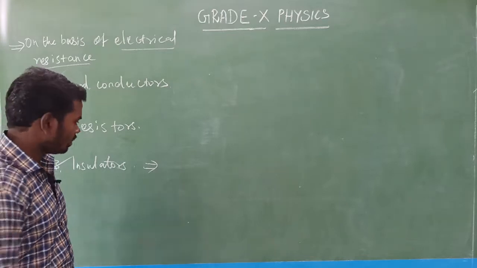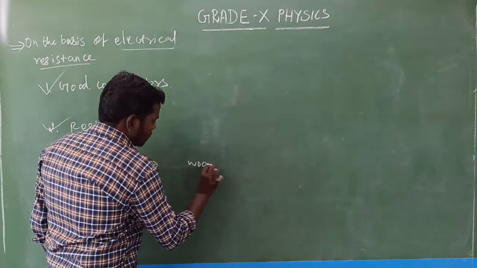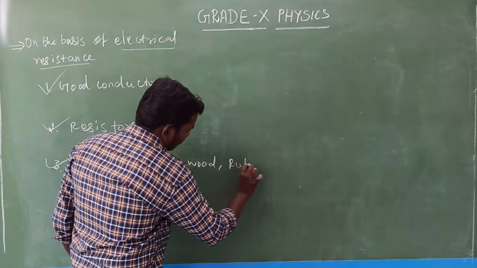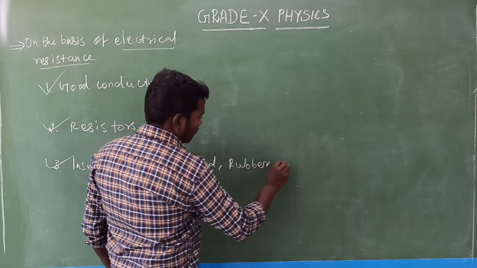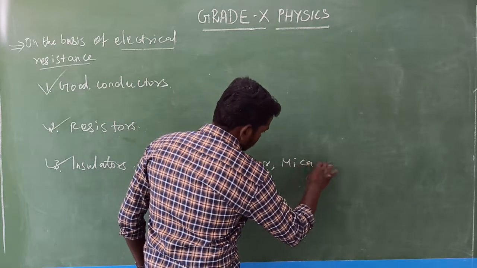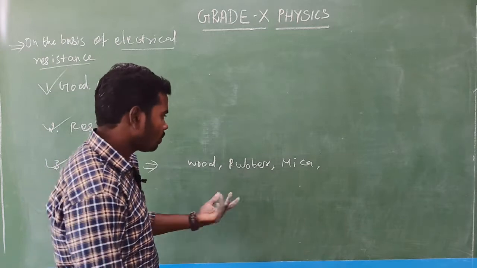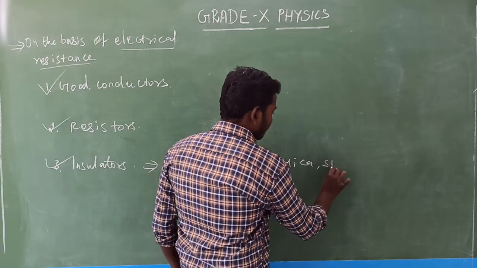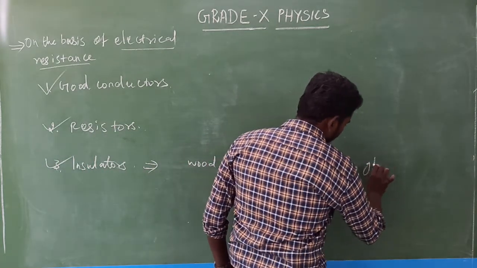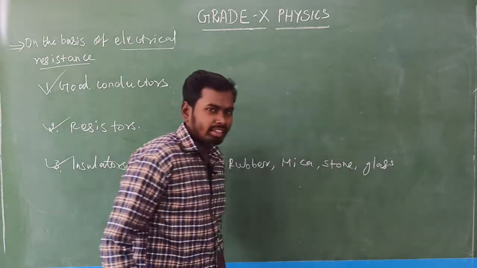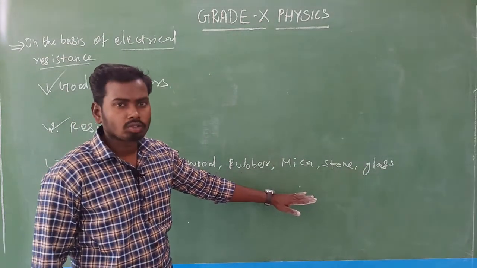For example, wood, rubber, mica, stone, glass, and so many things. They never allow the current to pass through them.